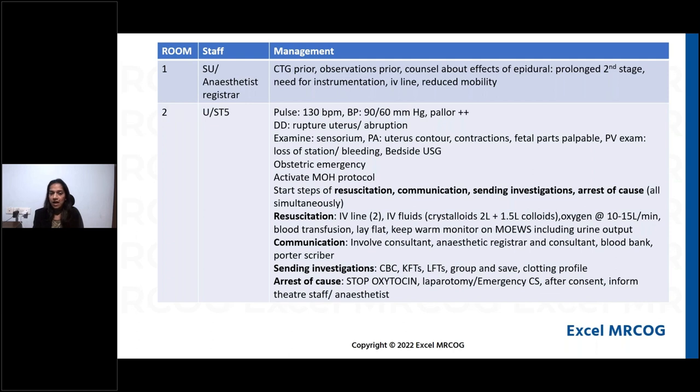It's a must. And inform her about the consequences of epidural, that you may require more instrumentation, and second stage may be prolonged and it reduces mobility. That is all. Enough. It doesn't even take more than 20 seconds.